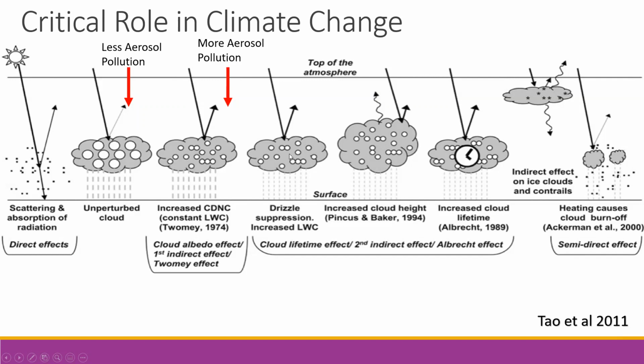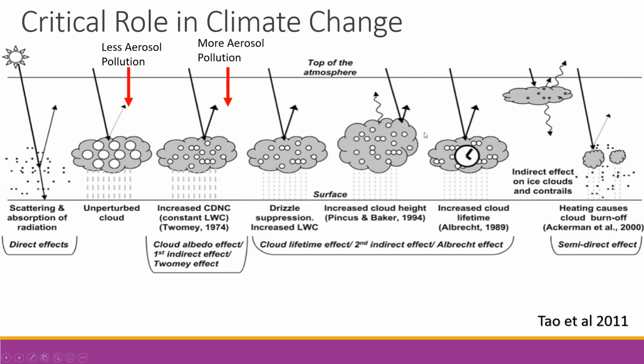These polluted clouds can also lead to the suppression of rain because these cloud droplets are too small to form precipitation. You can also increase the size of the cloud and its cloud height. You can increase the amount of time that the cloud exists in the atmosphere, increasing the amount of time it's leading to a cooling effect. And depending on the type of aerosol, if it's a dark aerosol that absorbs solar radiation, it can cause cloud droplets to evaporate off, reducing the cloud's lifetime, showing that aerosol-cloud interactions are very complicated.